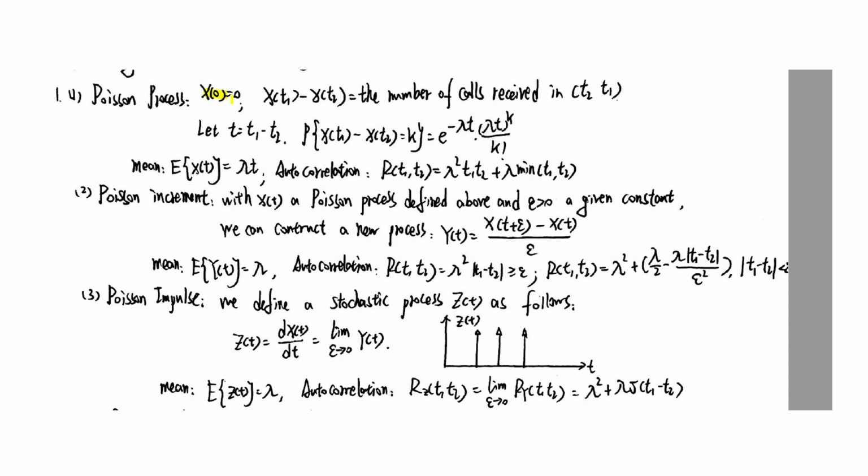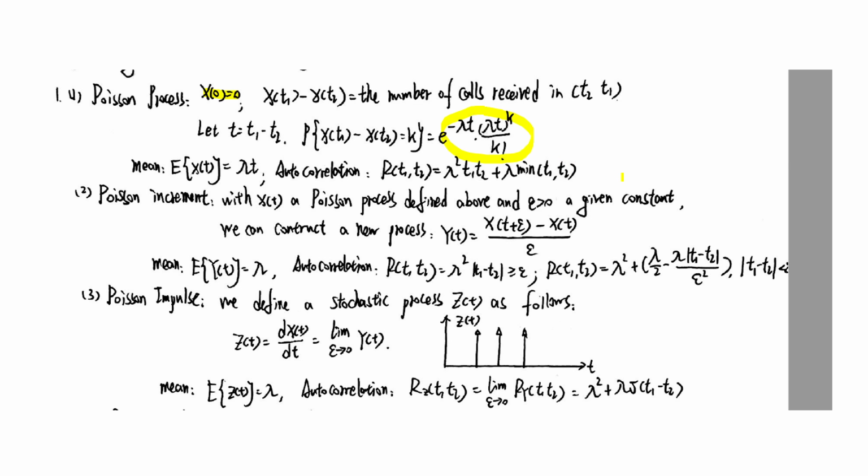X0 is equal to 0, and Xt1 minus Xt2 equals the number of calls received in the interval between t2 and t1. Let t equal t1 minus t2. The probability that Xt1 minus Xt2 is equal to k equals this. We can see that the Poisson process is derived from the Poisson distribution.